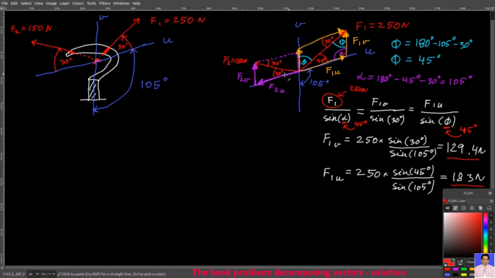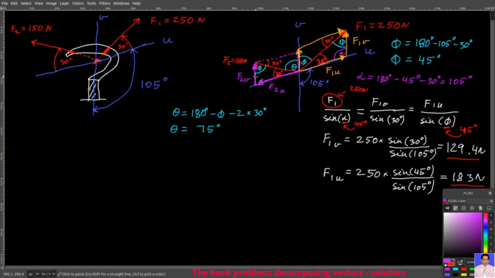And if this is F2U, then also this one is F2U. And this is F2V, so this one is also F2V. And so I would like to find this angle here that I call theta, which is the same one like this one here, theta. You already know the phi angle here, and since this is 30 degrees and this is 30 degrees, then theta would be 180 degrees minus phi minus 2 times 30 degrees. So theta equals 75 degrees.